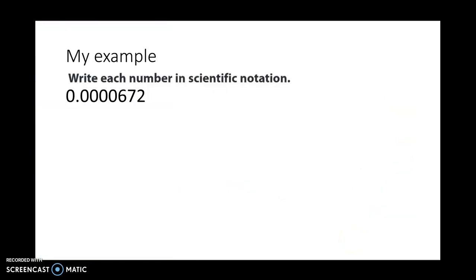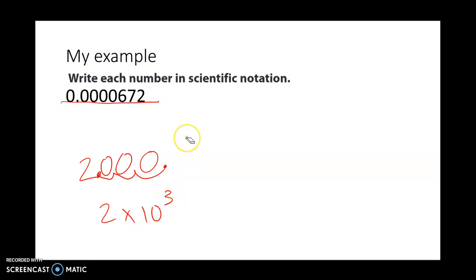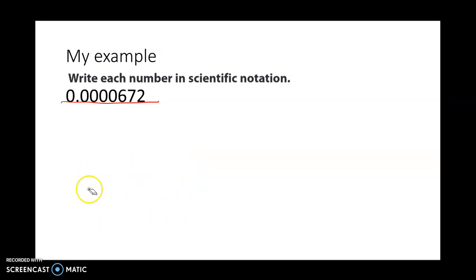So yesterday we had big numbers like 2,000, and we had to move the decimal 1, 2, 3. So it's 2 times 10 to the third. Today we have really small decimal numbers, and the only difference between these numbers and yesterday's numbers is the exponents are going to be negative. If you have a small number, your exponents are going to be negative.